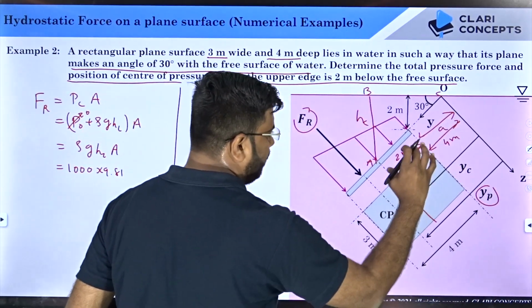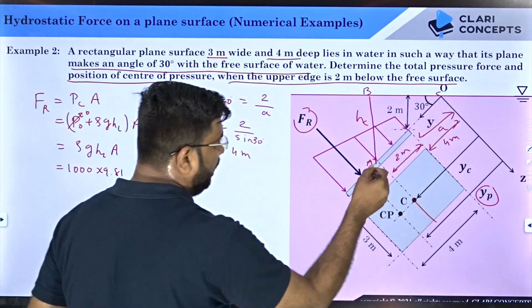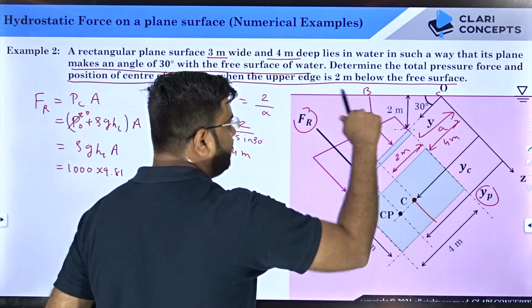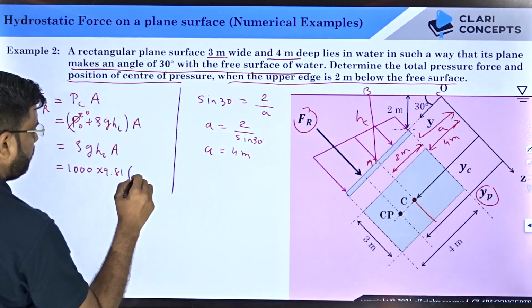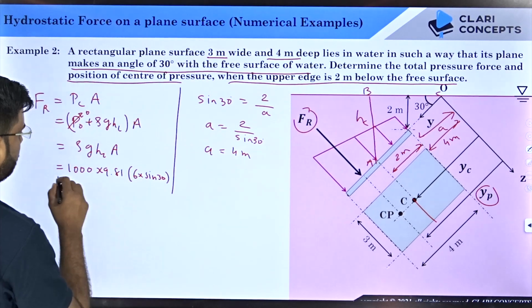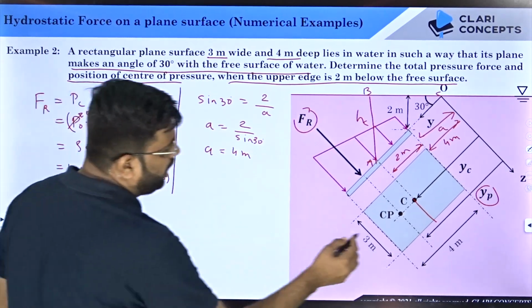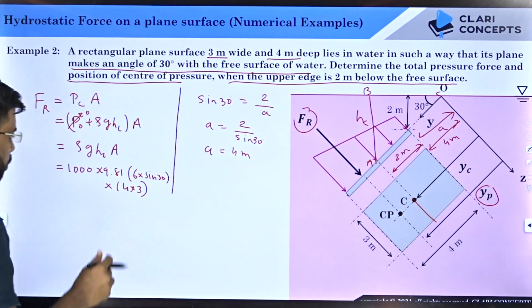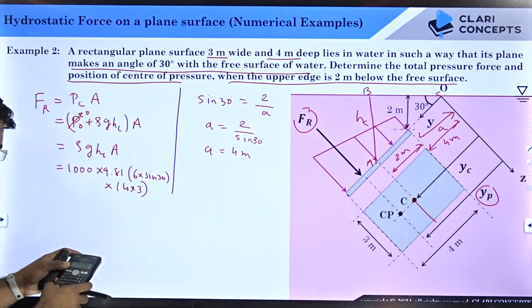Now this is 4 meter, this is 2, total is 6 meter. So 6 meter cos 30 is this, and HC will be 6 meter sine 30. So we will use 6 into sine 30, and this is rho g HC. What is the area? Area of this plate, 4 into 3. Do the calculation, you got the answer.